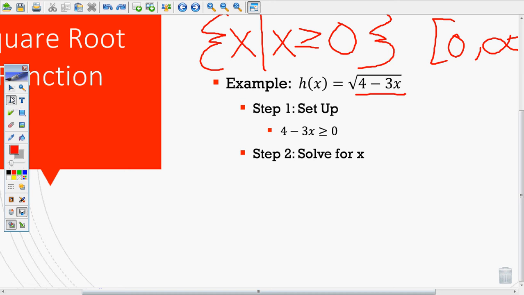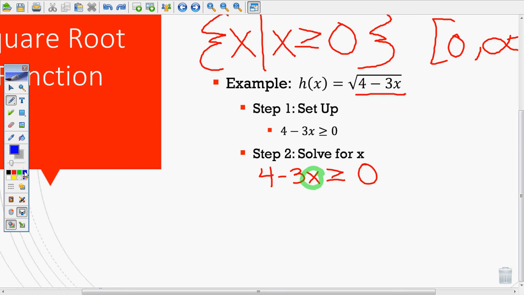Alright, so step 1 is done. Step 2 is solve for x. So I'm going to have 4 minus 3x is greater than or equal to 0, and I'm going to solve for x. My goal is to get my x by itself. Okay? Before I can do that, what's my first line of defense to the x? The 4, right? The 4 is my first line of defense.